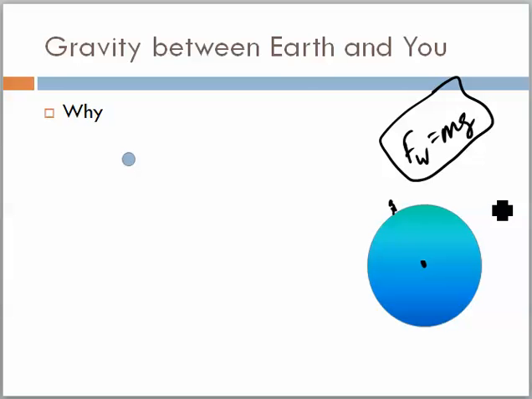Because any two objects that have mass, there is a certain amount of force between them, and it is the gravitational force. The moon, which I've got drawn out here, stays in orbit because there is a certain amount of gravity between the Earth and the moon.